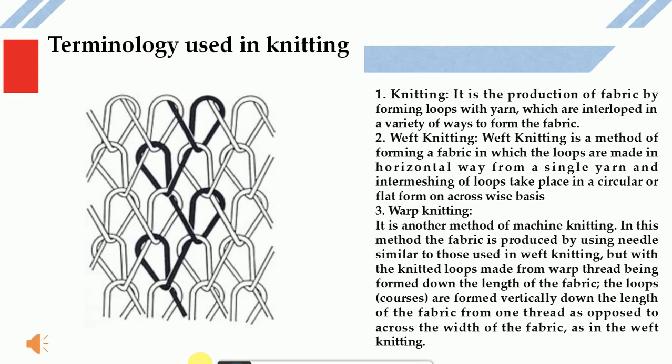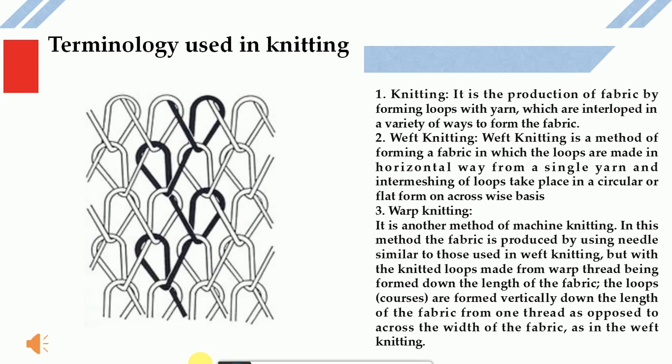2. Weft knitting. Weft knitting is a method of forming a fabric in which the loops are made in a horizontal way from a single yarn, and intermeshing of loops takes place in a circular or flat form on a crosswise basis. 3. Warp knitting. It is another method of machine knitting.